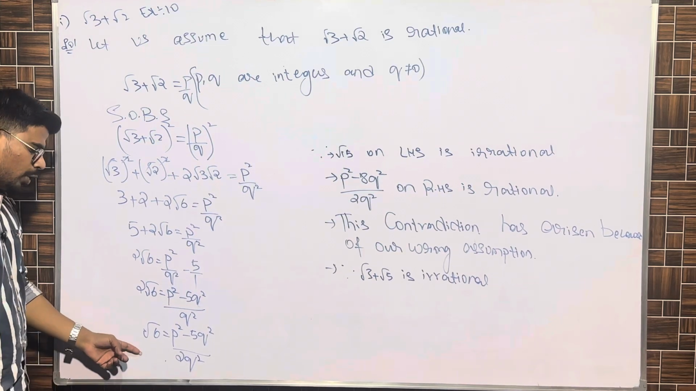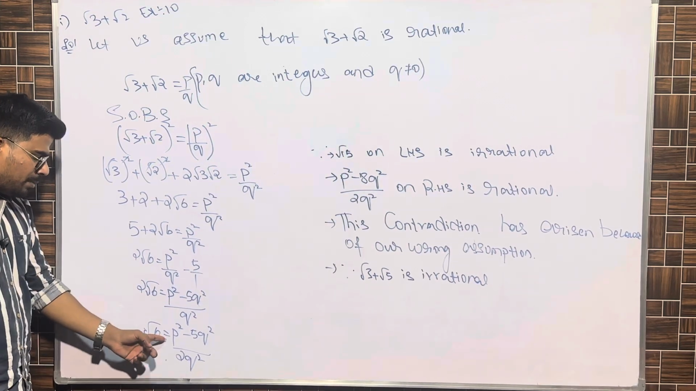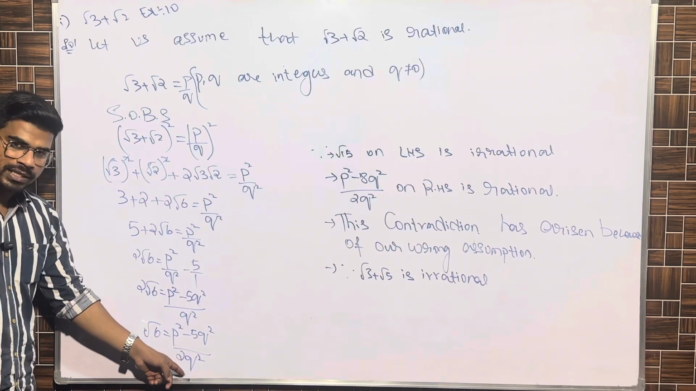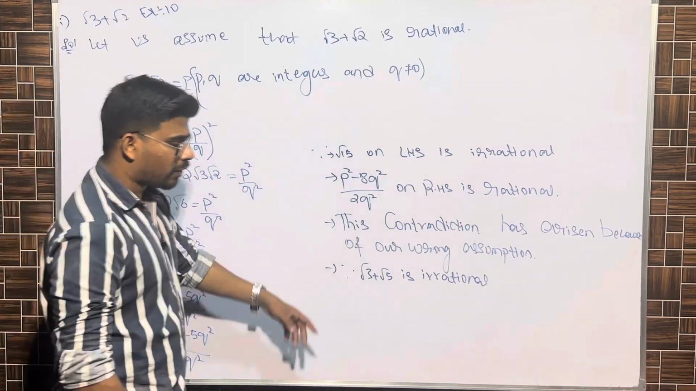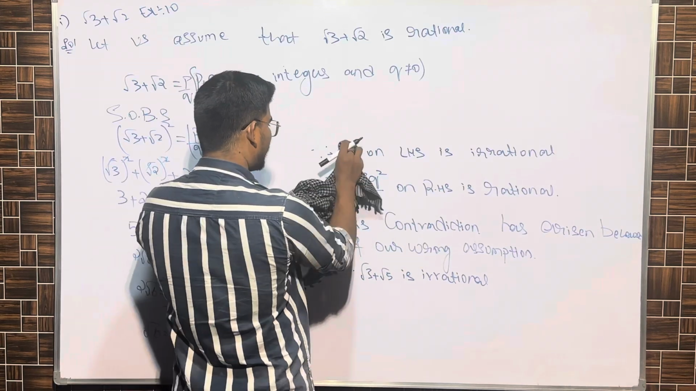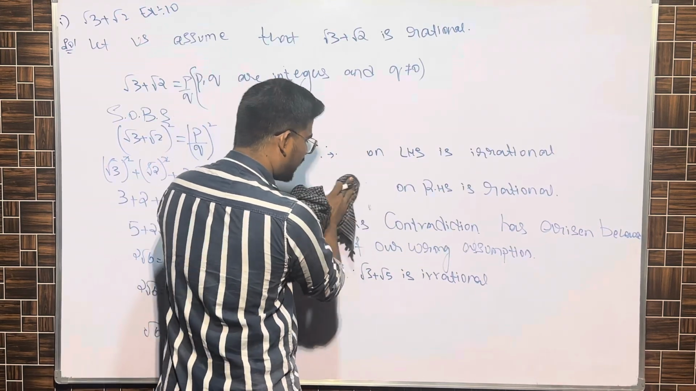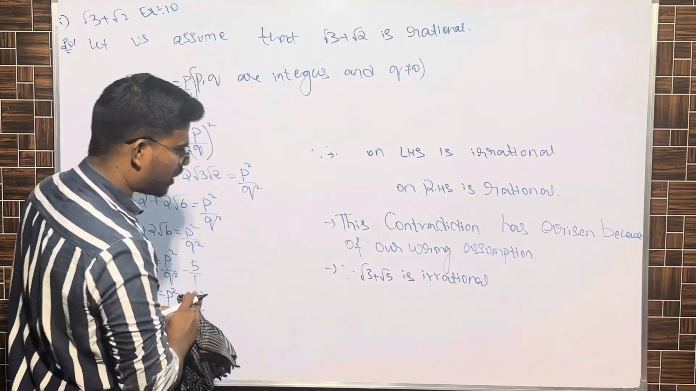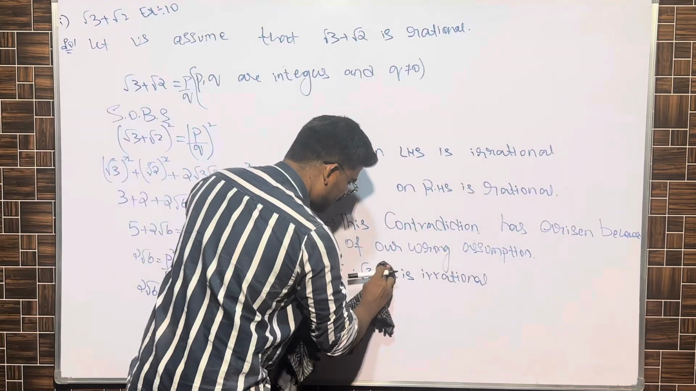The same way, root 6 on LHS is irrational. (p square minus 5q square) by 2q square on RHS is rational. That is what we have to write. I am not writing the entire part, I am just removing this number. I have this leverage because I am writing on board, but you have to write it.